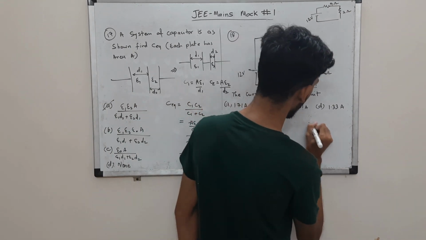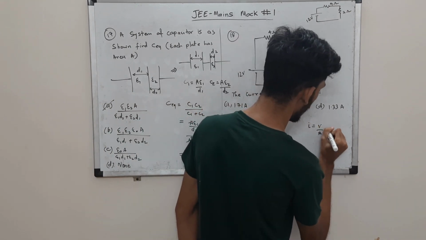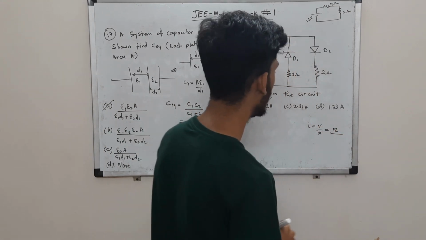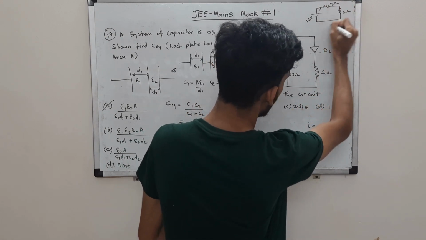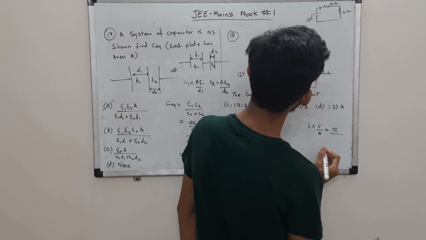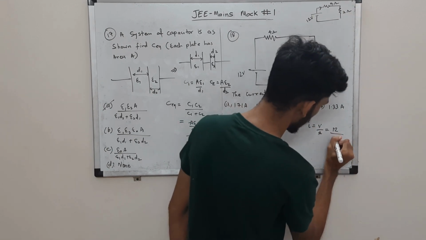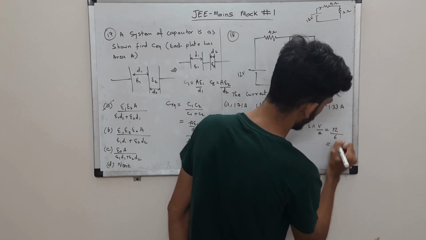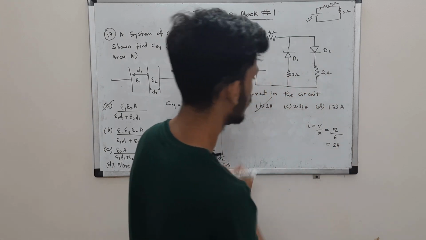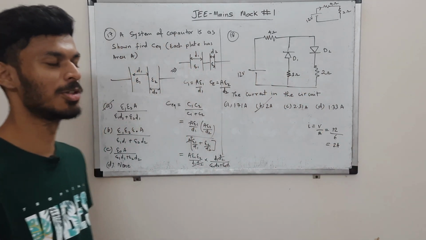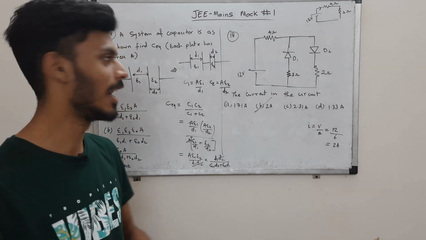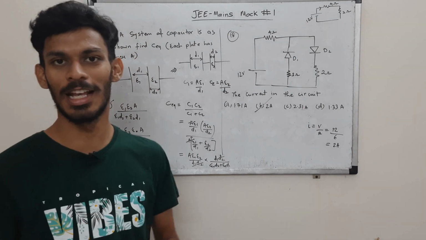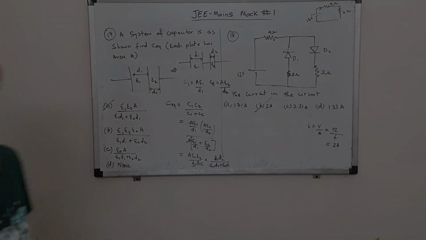The current will simply be given as V by R. V is 12, R is equivalent resistance. If you see, both of them are in series, right? Same current will flow through them. 4 plus 2 is 6, and this will be 2 amperes. So yeah, you could have done it closing your eyes. Exactly. So that's the correct answer over here. Let's move to the next question.